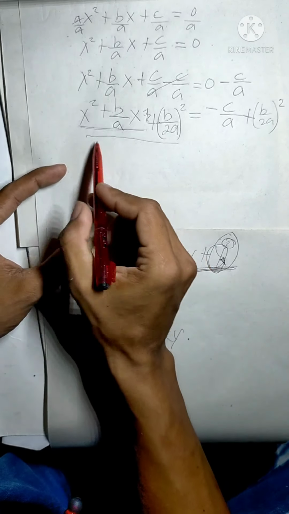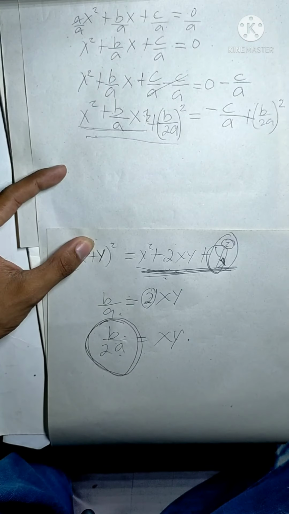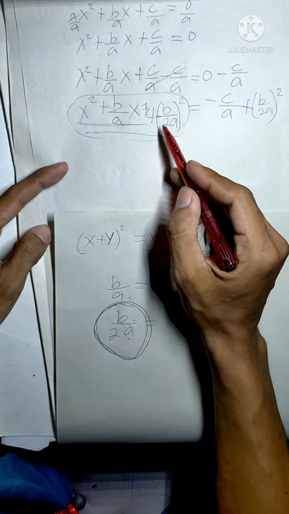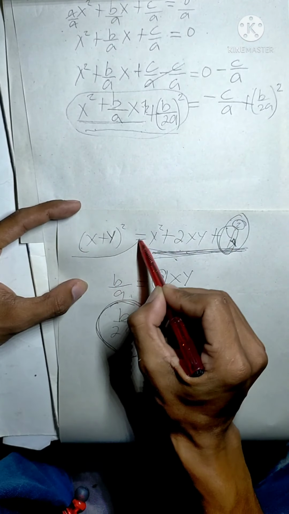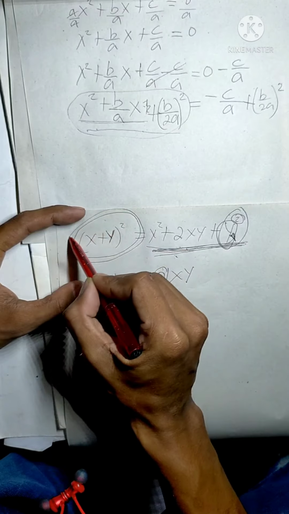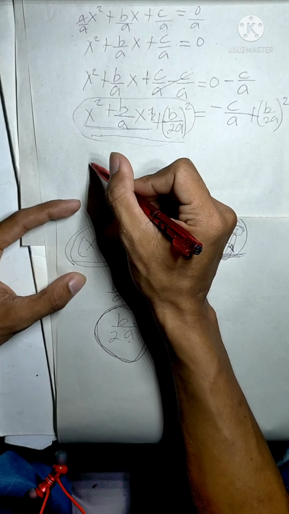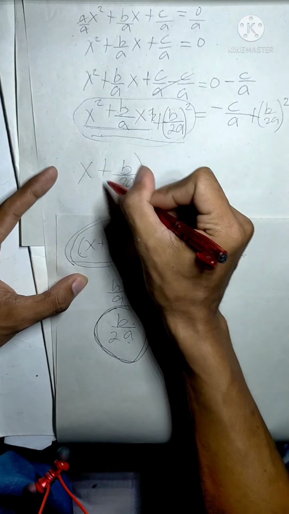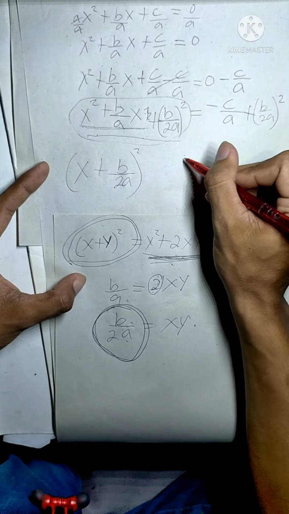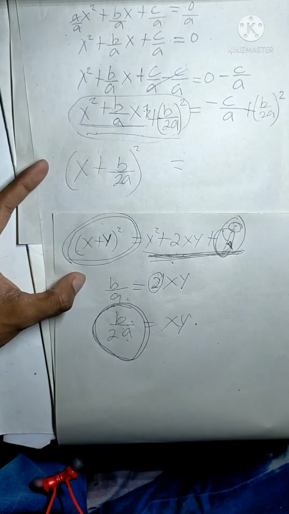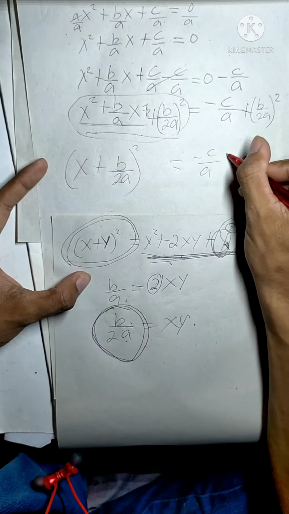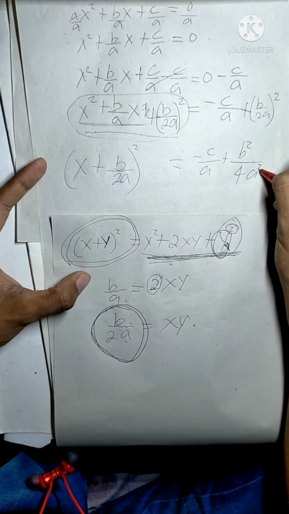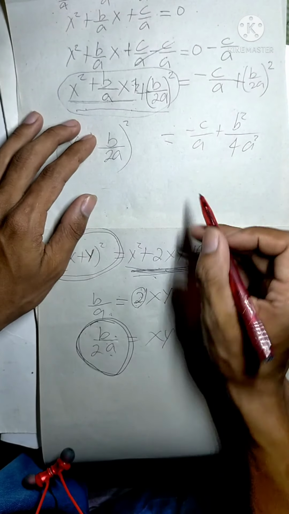Okay, right. And then let's proceed. What I have said, this is already a perfect square trinomial. So this can be expressed like this: x plus b over 2a quantity squared. And on the right side, simplify. Negative c over a plus b squared over 4a squared. Okay.